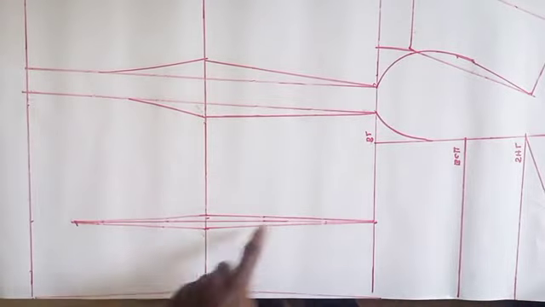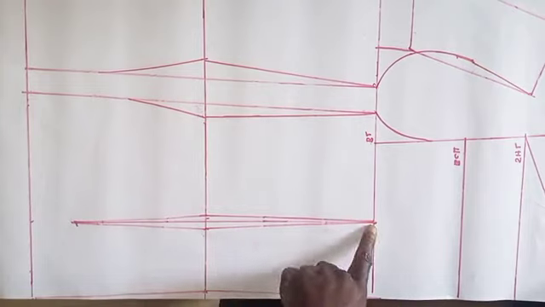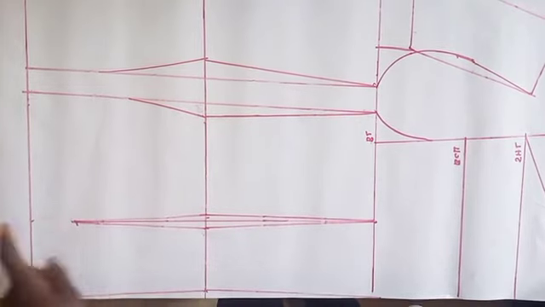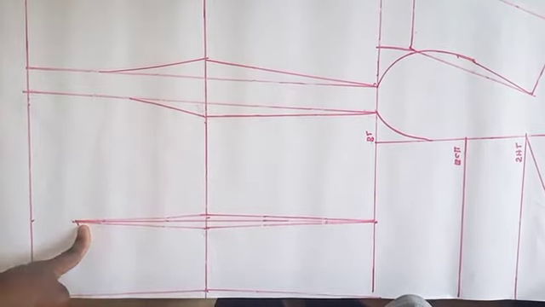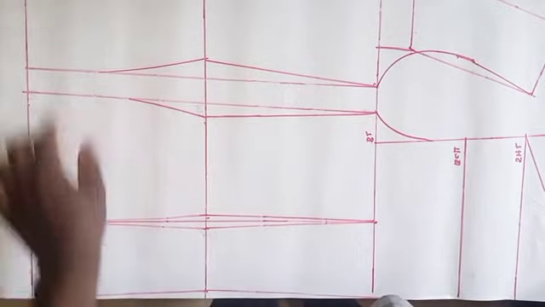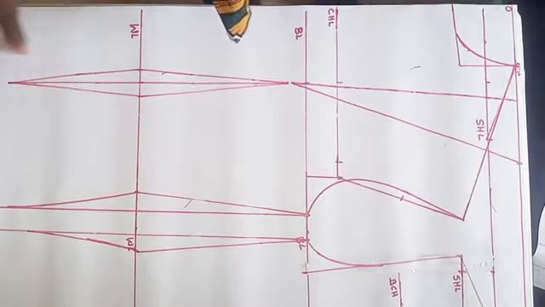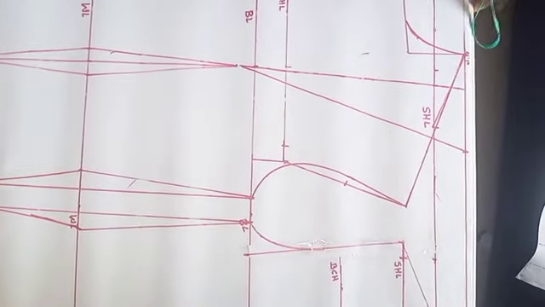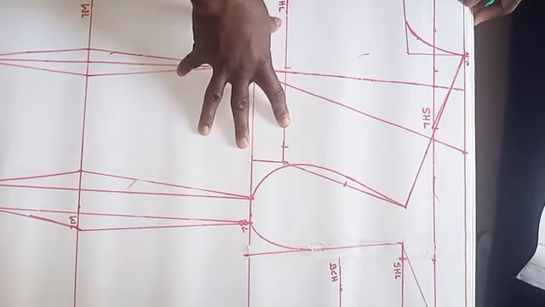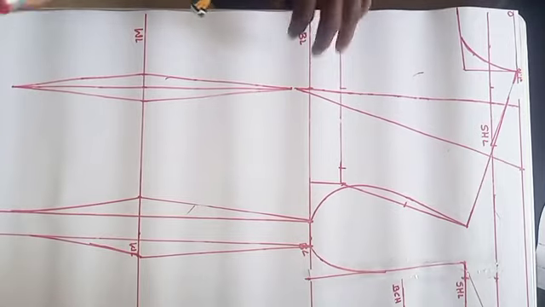So I repeated the same thing for the back, but I did not come down by 1 inch from the bust line, but I went up by 2 inches from the waistline like I did for the front. So this is what the basic bodice is going to look like. All you need to do now is to cross check your measurements, and we are going to be cutting.